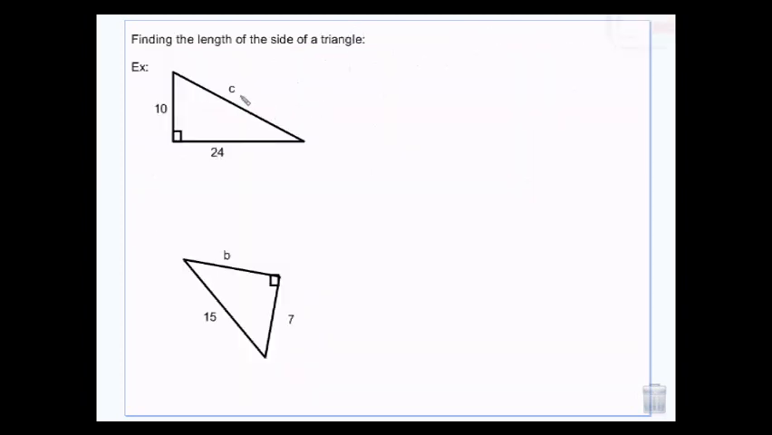Use that Pythagorean theorem to find the length of a side of a triangle. Well, let's say the C wasn't already labeled. We'd go across here and say, oh, that's C. Okay, so A squared plus B squared is equal to C squared. It doesn't matter, this could be A, this could be B. A and B doesn't matter, but I'm just going to go AB. So I will do 10 squared plus 24 squared is equal to C squared. So you plug in the values you have.